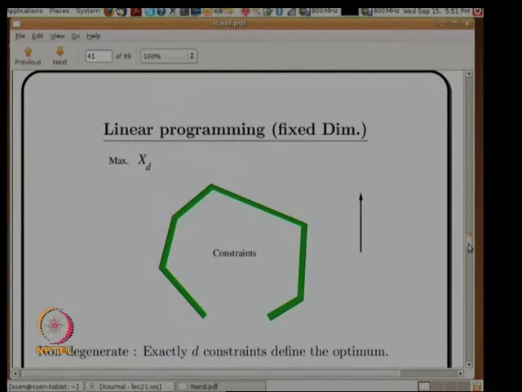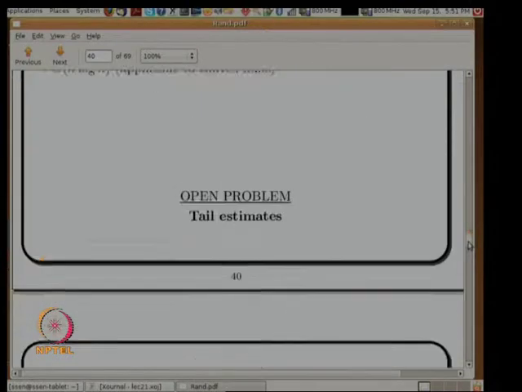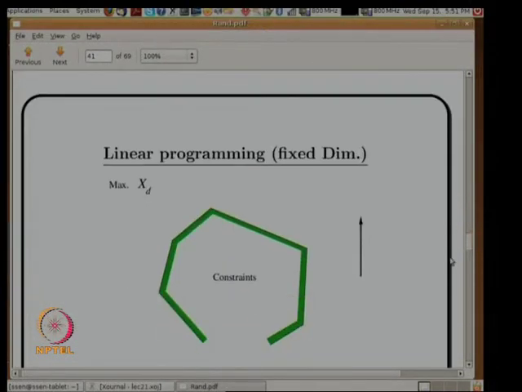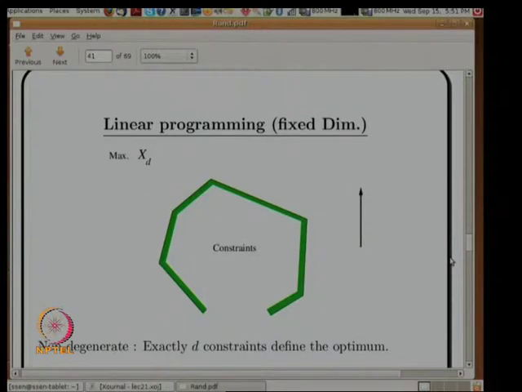So, we do not want to do that actually. Right. So, this is a very simple geometric view of this problem, that we are trying to maximize xd. The coordinates are x1, x2 up to xd. Right. And let us also assume that exactly d constraints define the optimum. In this case, two constraints define the optimum, and this will follow if we assume that no three lines intersect at the same point, no three lines are concurrent. So, this is again an assumption we are making.